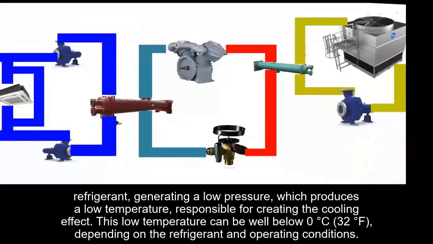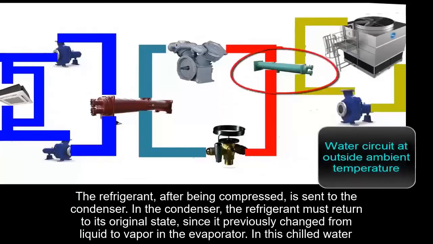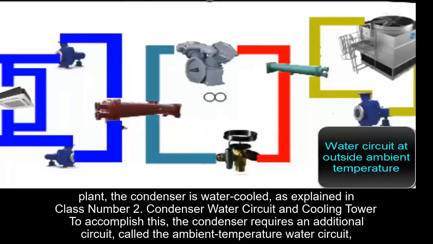conditions. The refrigerant, after being compressed, is sent to the condenser. In the condenser, the refrigerant must return to its original state, since it previously changed from liquid to vapor in the evaporator. In this chilled water plant, the condenser is water-cooled, as explained in class number 2.